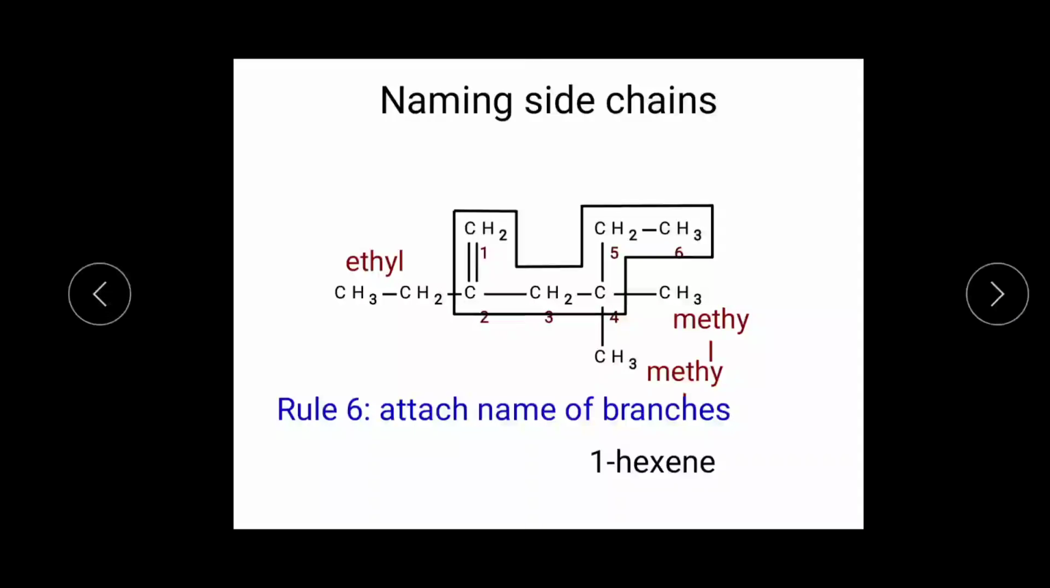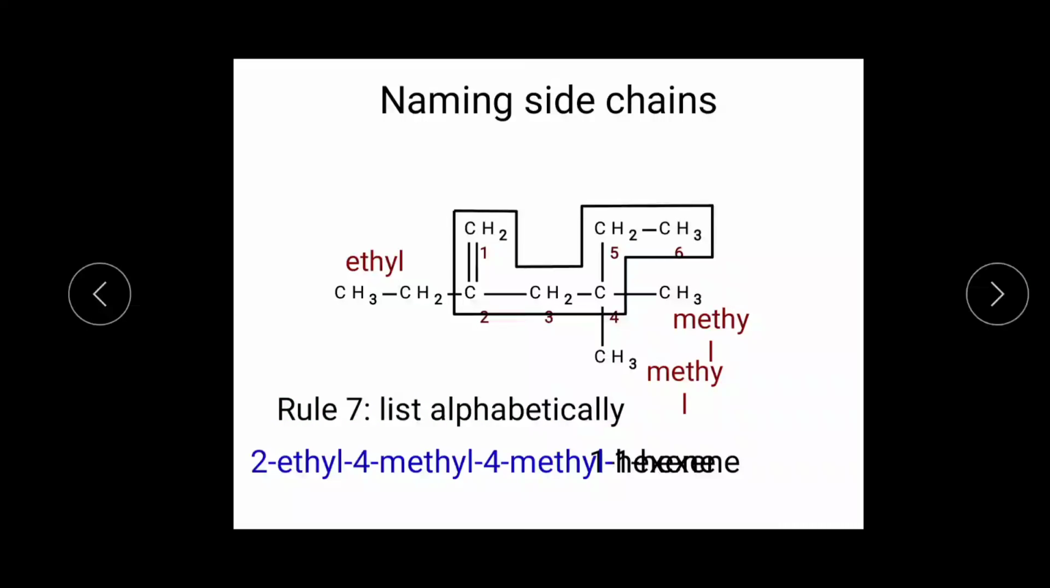Rule number 6: attach the names of the branches. Take note that in naming this structure, you have to arrange it in alphabetical order. We have 2 ethyl, 4 methyl, 4 methyl, 1 hexene. But take note of rules number 7 and 8. You're going to list it alphabetically. E comes first before M.